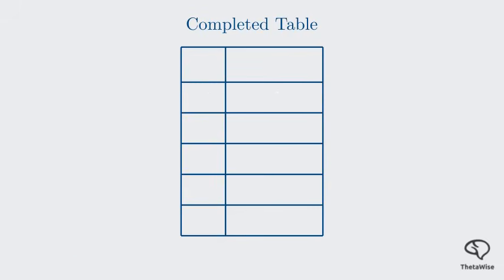We can now populate our table. When x is -2, y is -1. When x is -1, y is 4. When x is 0, y is 3. When x is 1, y is 2. And when x is 2, y is 7. We've now completed Objective 3.12.